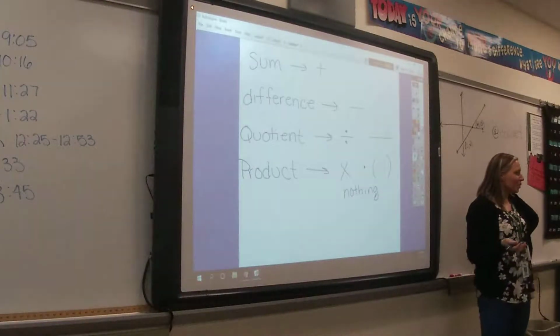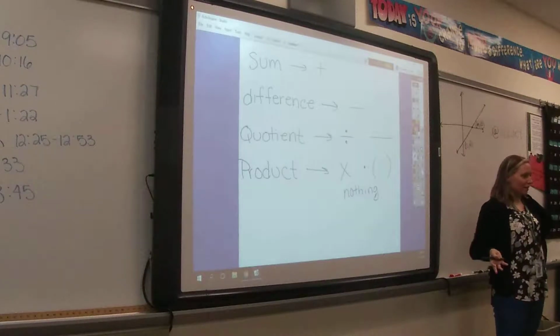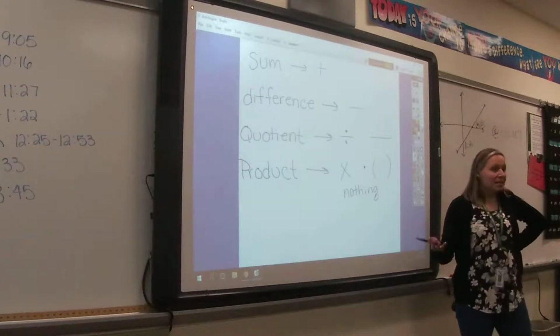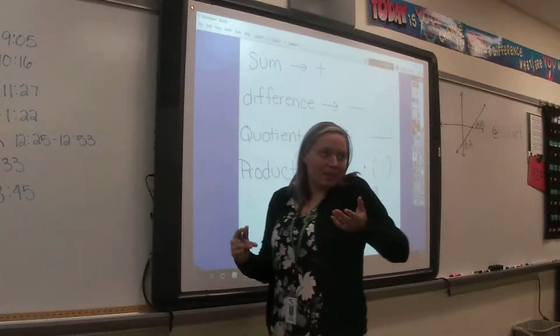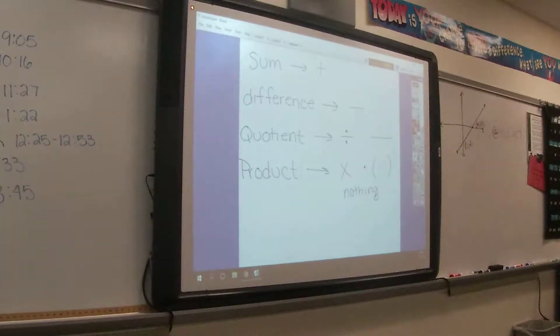Right, multiplication is our weird one that sometimes we write nothing. 8x is 8 times x. There's just nothing there. So it's important to remember that sometimes if there's nothing, that's multiplication. It's a weird one, right?